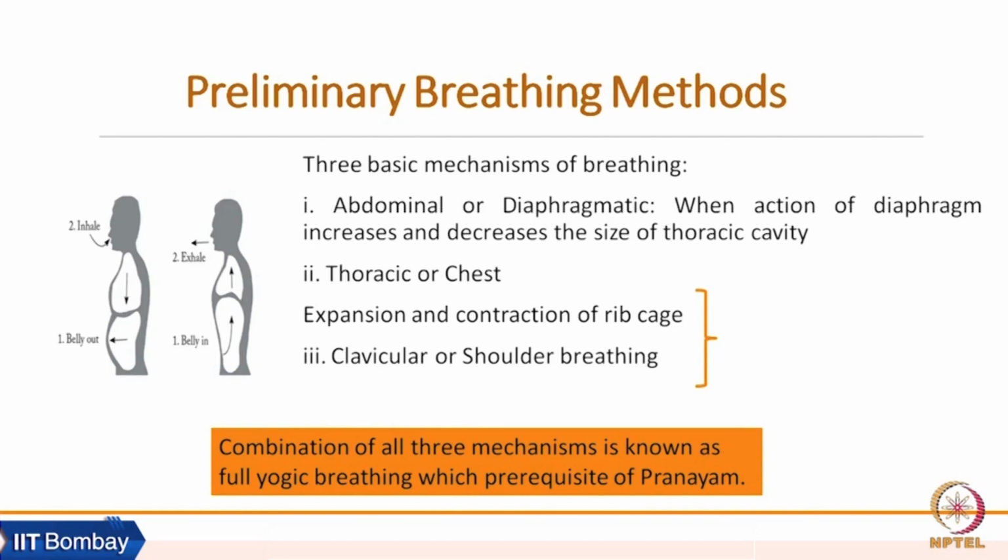breathing methods. So there are three types of breathing methods: abdominal or diaphragmatic breathing, thoracic breathing, and clavicular or shoulder breathing. Abdominal breathing happens when the action of the diaphragm increases and decreases the size of the thoracic cavity. The diaphragm is a muscular structure right below the ribs, and that creates a boundary between the ribs or the thorax and our stomach.